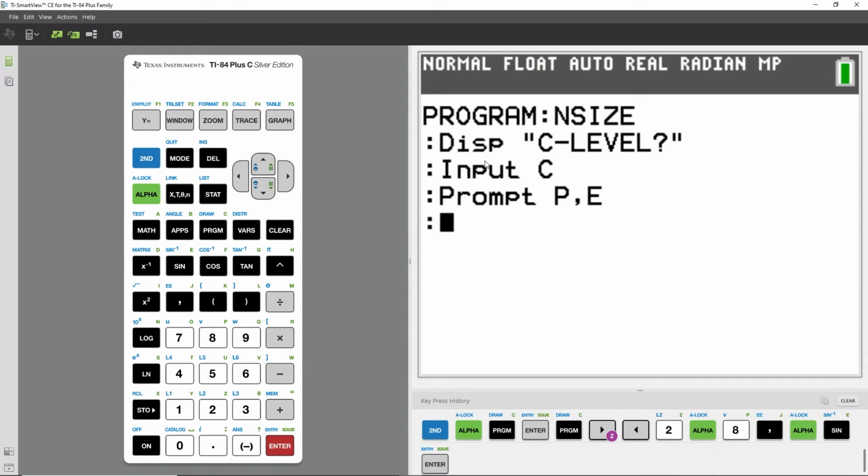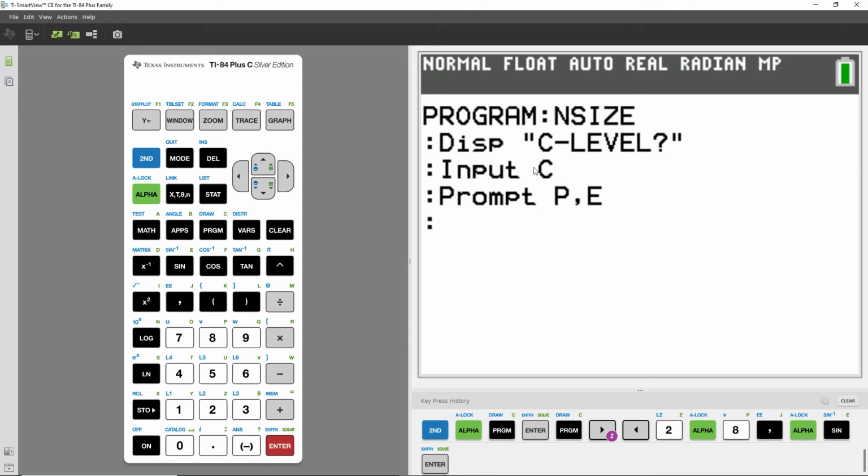So the program will prompt them to enter P. They have to type it in, and then after that enter E. They have to type it in. And then we're going to have three variables: the confidence, the proportion, and the margin of error, and then we're just going to use the program.